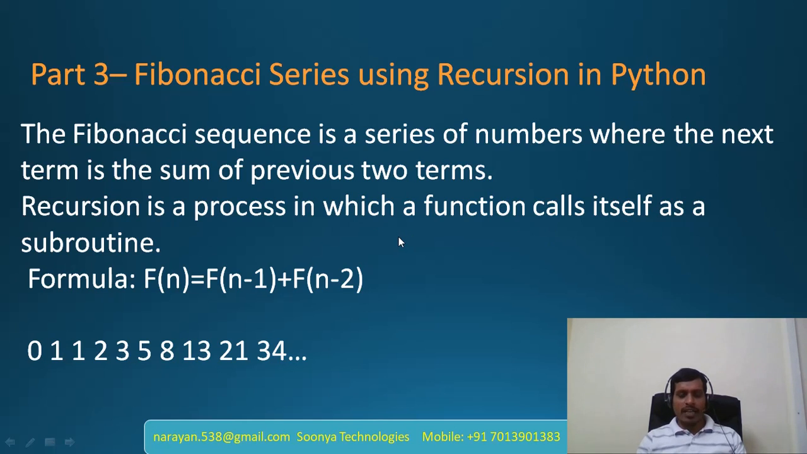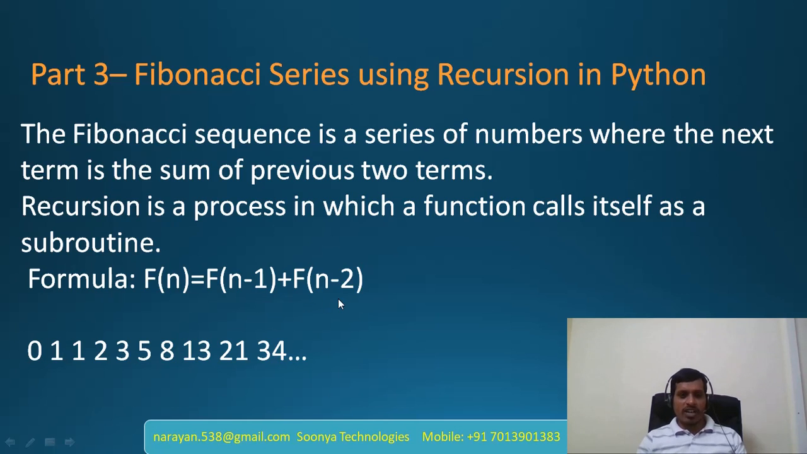The formula to calculate Fibonacci series is f(n) = f(n-1) + f(n-2). For example, if you want to calculate f(5), f(5) = f(5-1), that means f(4), plus f(5-2), that means f(3).